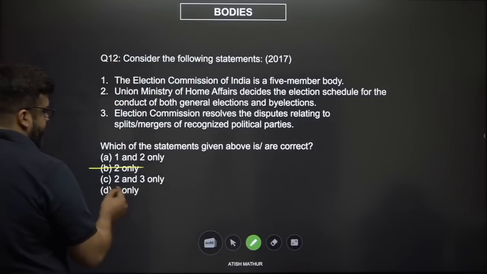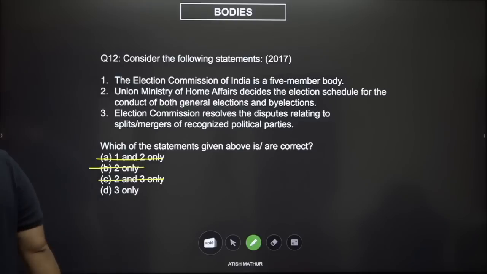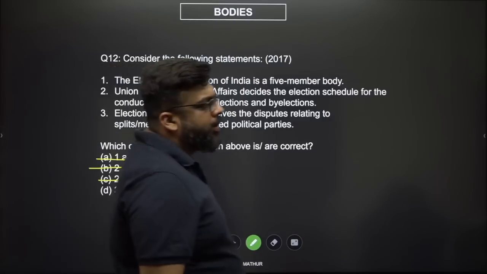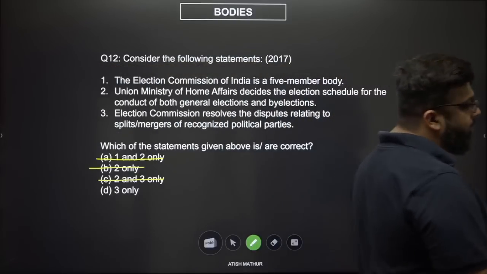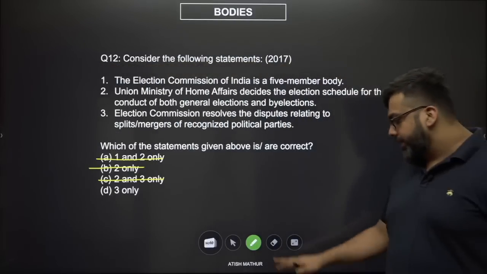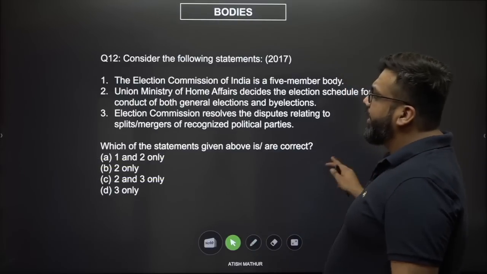So any option which has the second statement automatically goes wrong. The answer therefore happens to be D. The Election Commission is a 3-member body, something that you anyways know. So that of course eliminates option number 1 as well. Very easy question, can be done.